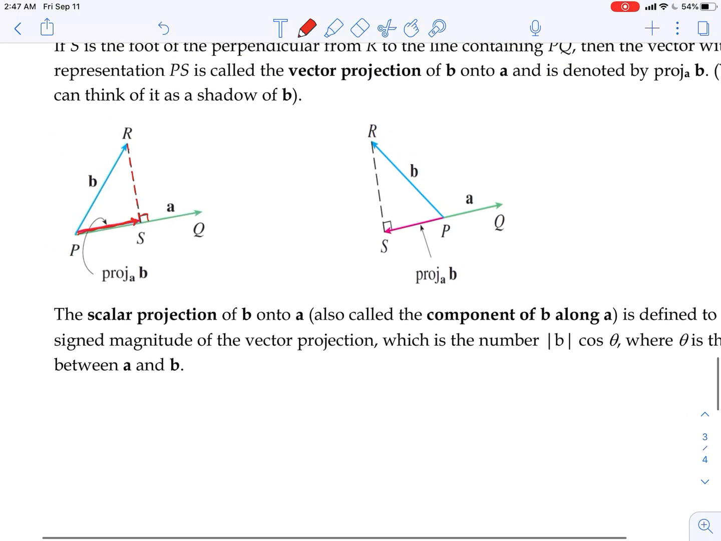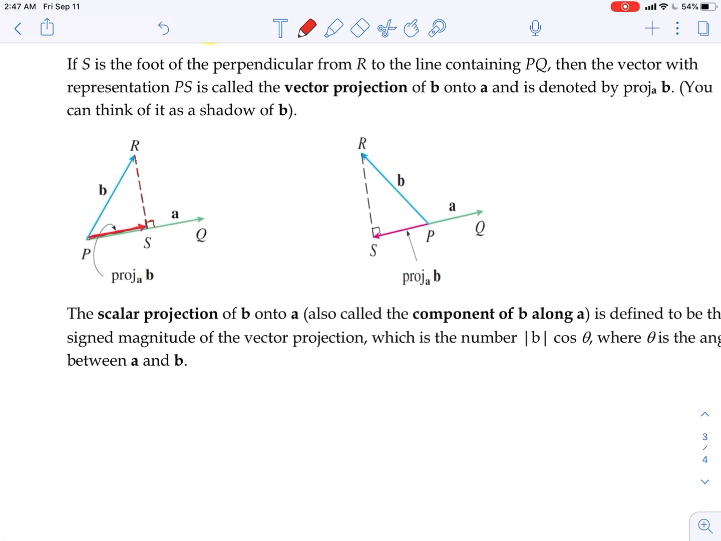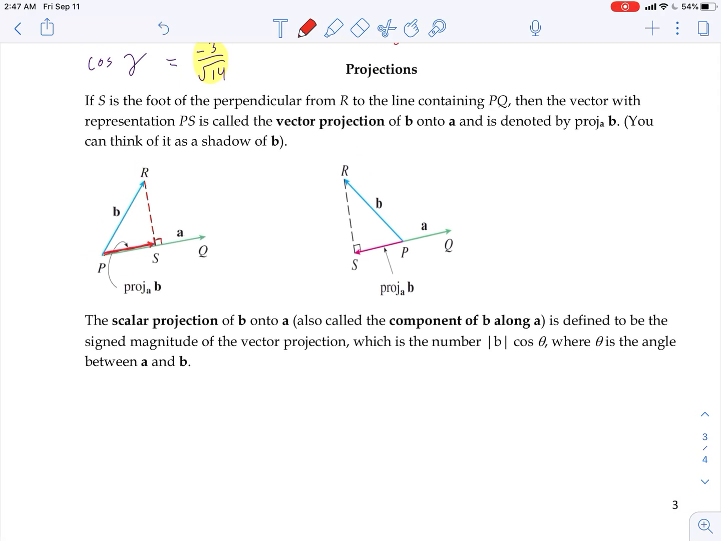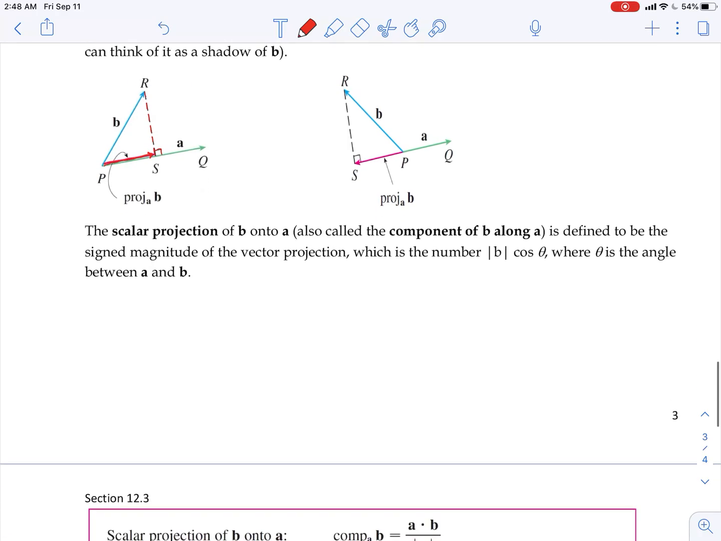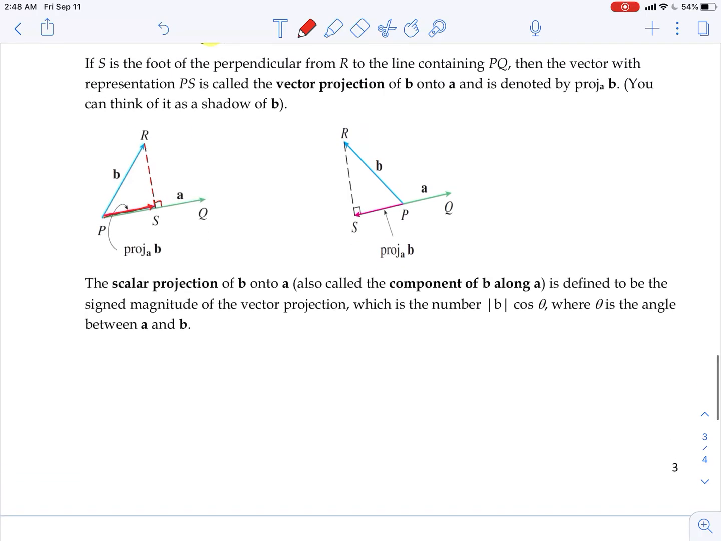All right, so the scalar projection of B onto A is also known as the component of B along A. That's defined to be the signed magnitude of the vector projection. So it's going to allow us to have the distance, which is the magnitude of B times cosine theta, where theta again is the angle between A and B. All right, there's a proof to this. If you'd like it, let me know, and I can go ahead and give you the proof of this as well.